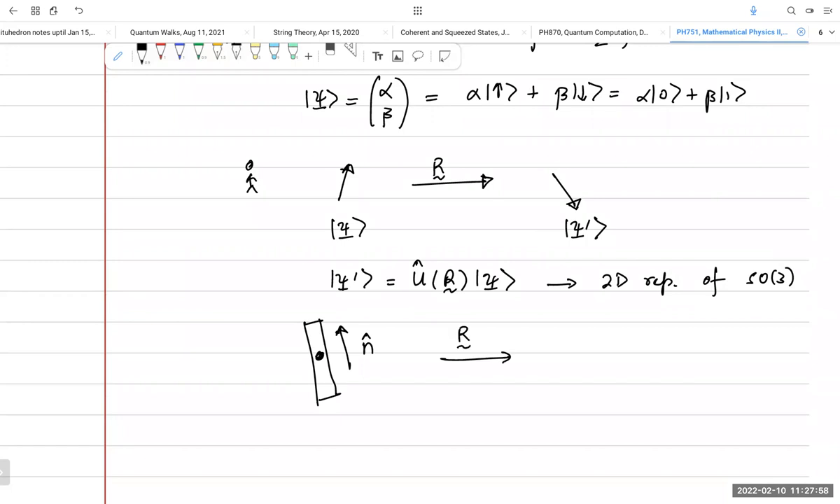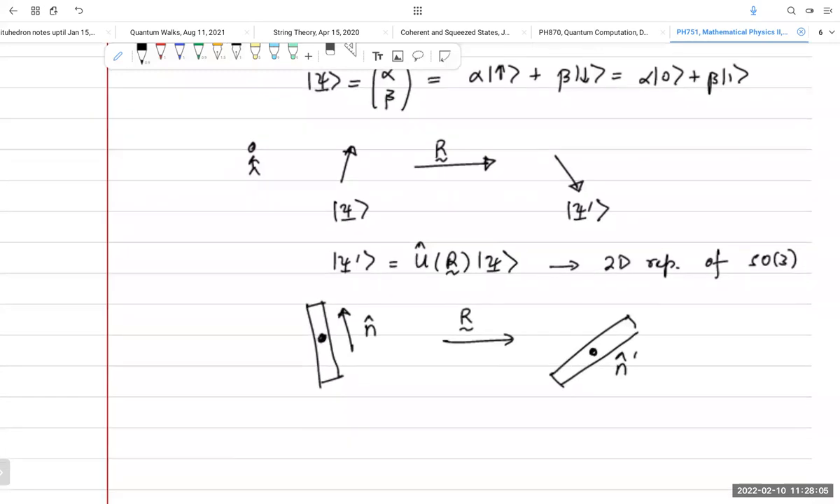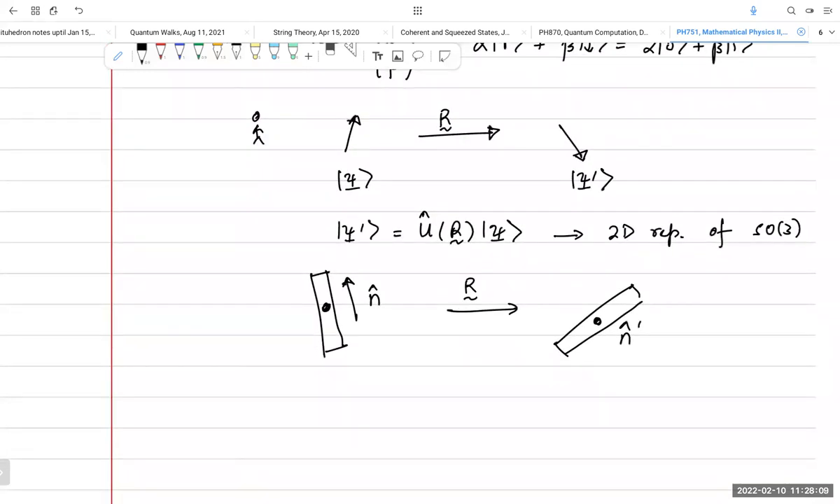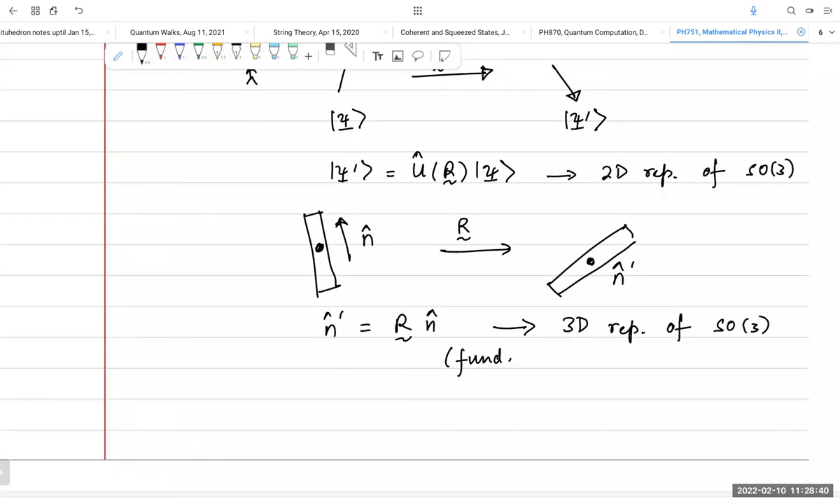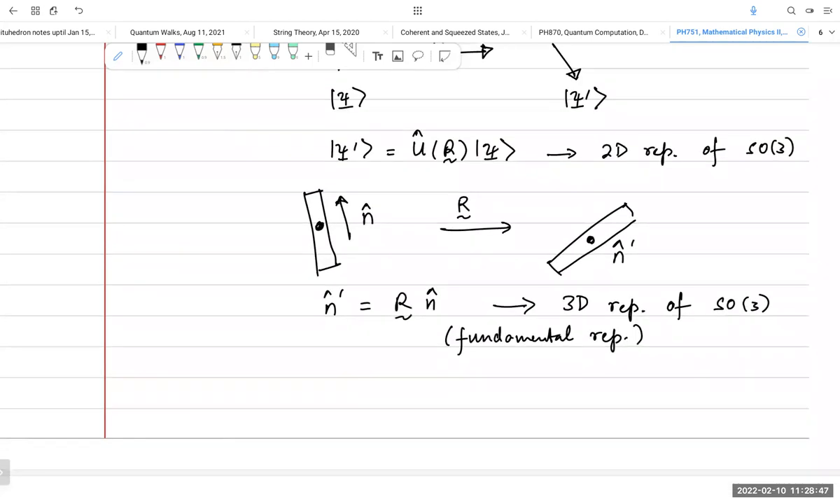Under the action of a rotation, what happens? The orientation changes, right? And how do we describe the change in orientation? We say that there is some 3x3 matrix, which acts on the vector to rotate it. What does this give us? This gives us a three-dimensional representation of SO(3), and this three-dimensional representation, by the way, is called the fundamental representation. Okay, so each group has a fundamental representation.